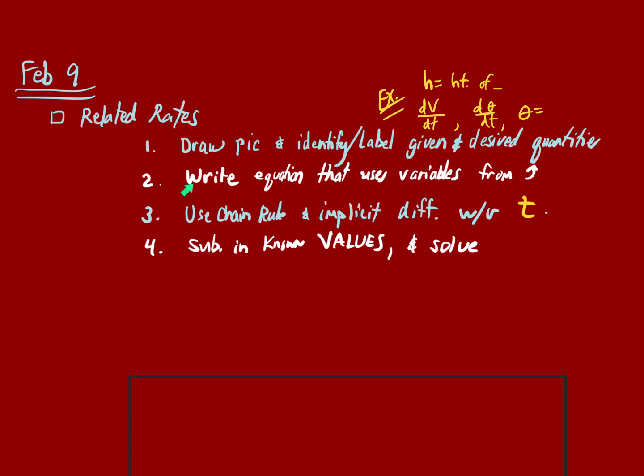Once you've written that equation, differentiate with respect to t. You're probably going to need to use the chain rule here because your variables in the equation will be functions of t, so we'll differentiate implicitly. Once you've differentiated implicitly, you'll plug in all the values that were given in the problem, and what remains should be what they were asking you for. All right, let's look at a few examples.